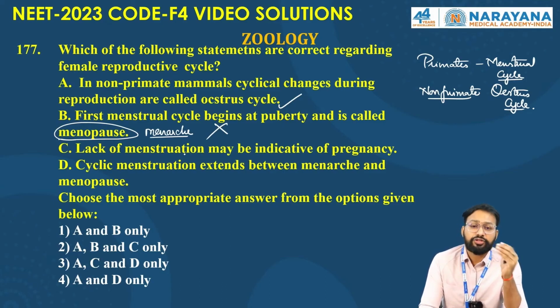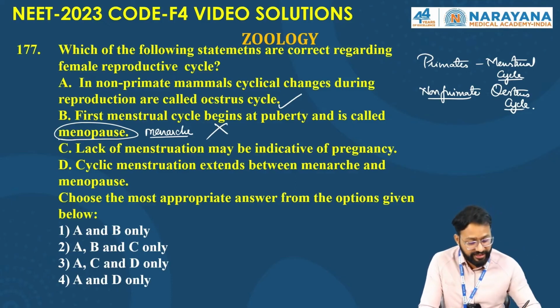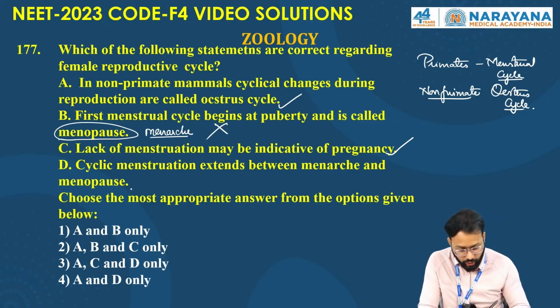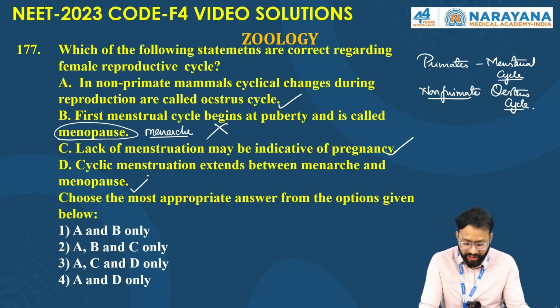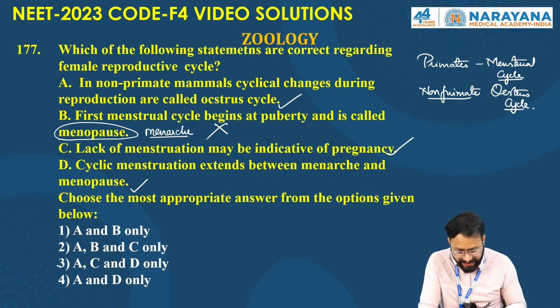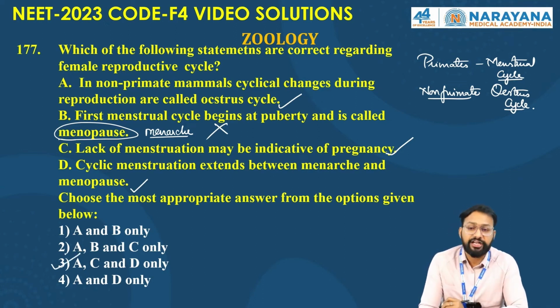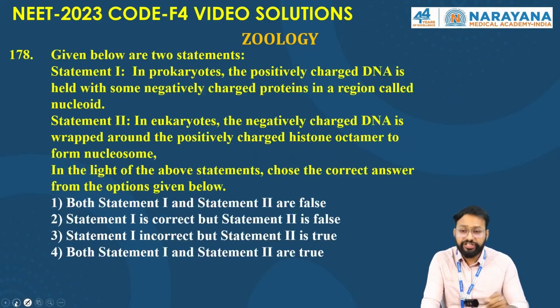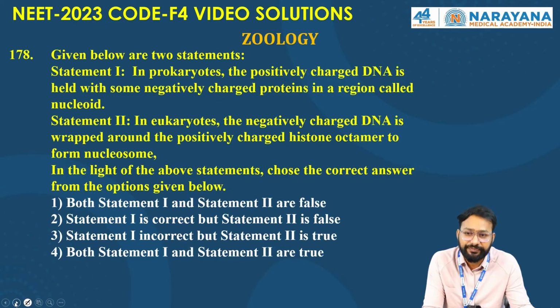If there is no menstruation, it can be indicative of pregnancy. Cyclic menstruation extends between menarche and menopause, which is also true. The duration between the first menstruation and the last menstruation, right? The last menstrual cycle will be taken as the menopause, right? It is also correct. So except B, all are correct. A, C, and D are the correct statements. Option number 3. Right? Moving further to the next question, question number 178.